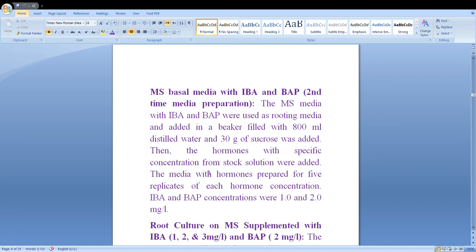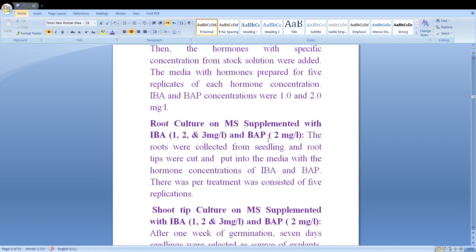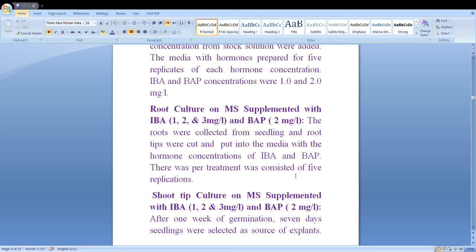IBA and BAP concentrations were 1 and 2 milligram per liter. Then we can see here root culture on MS supplemented with IBA at 1, 2 and 3 milligram per liter, and BAP 1 to 2 milligram per liter. The roots were collected from seedlings and root tips were cut and put into the media with the hormone concentrations of IBA and BAP. Each treatment was considered of 5 replications.